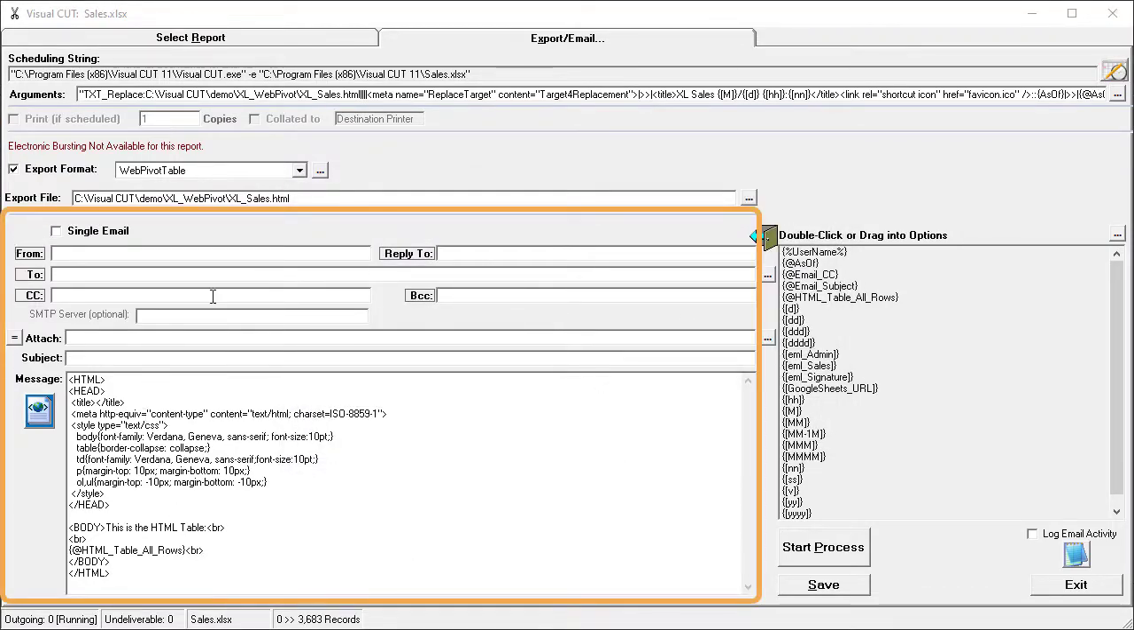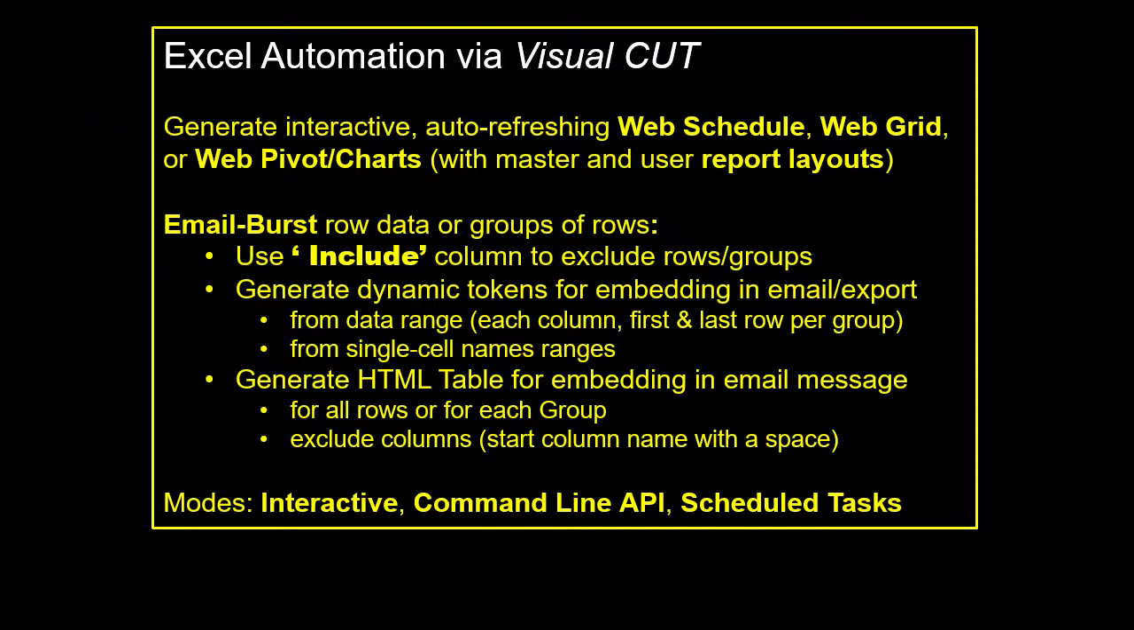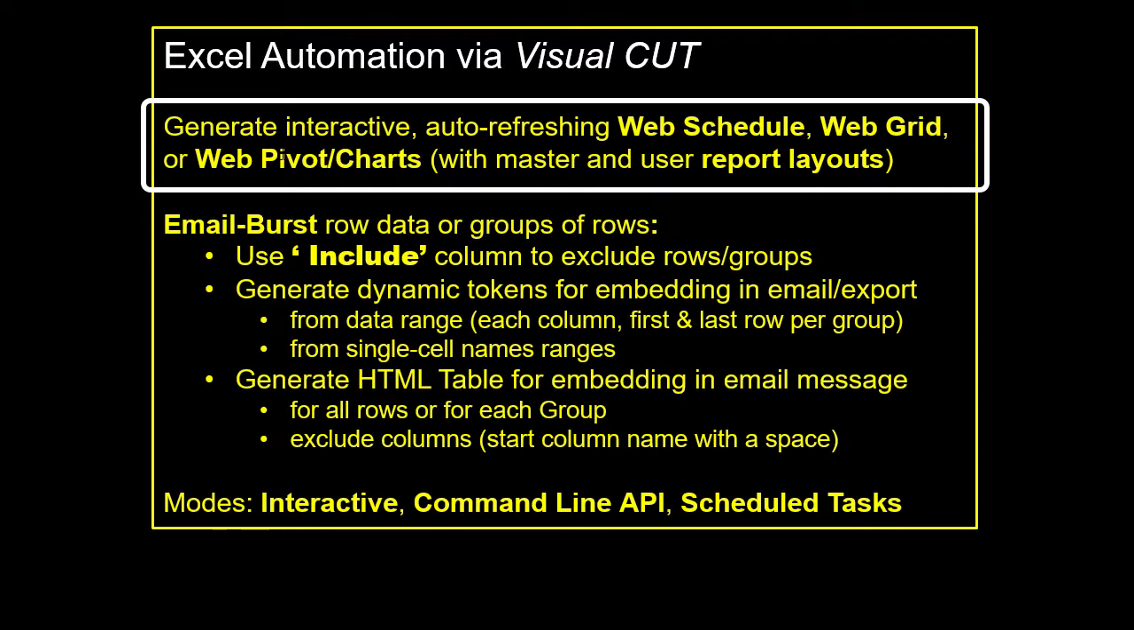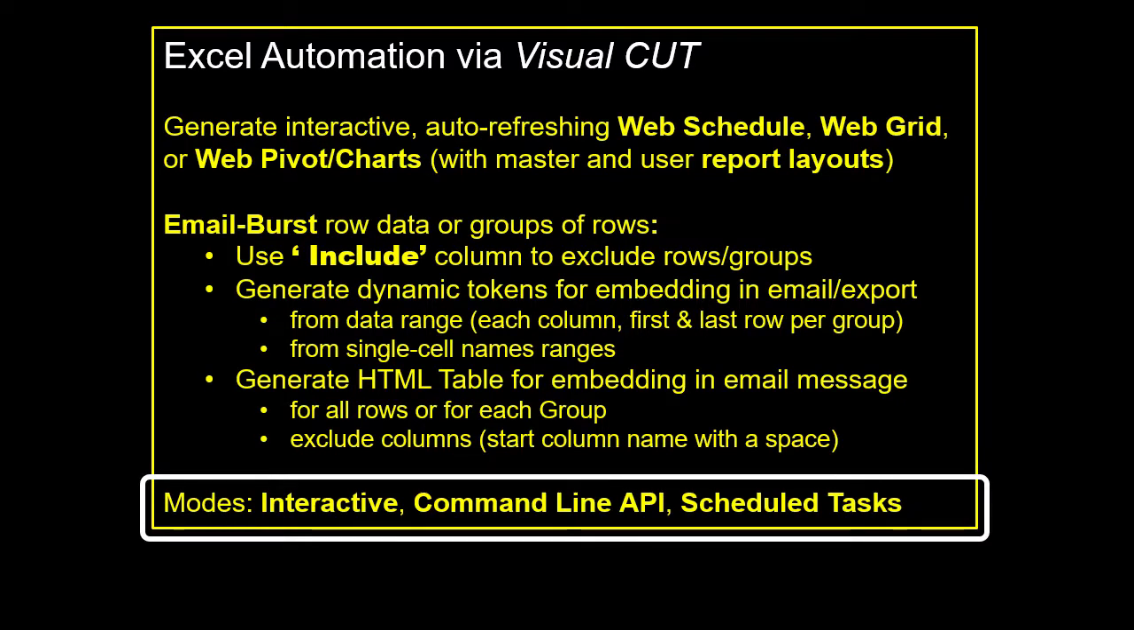As reflected by this area, Visual Cut also supports emailing. The description below provides a link to a video demonstrating how Visual Cut can take Excel data, group it by any of the columns, and burst it so that each manager receives a separate email with an embedded HTML table of the Excel data. So to review, this video focused on generating web schedules, grids, and pivots from Excel data. But Visual Cut can also email burst Excel data. And you can trigger these processes using the interactive GUI, via command lines from your applications, or as scheduled tasks.